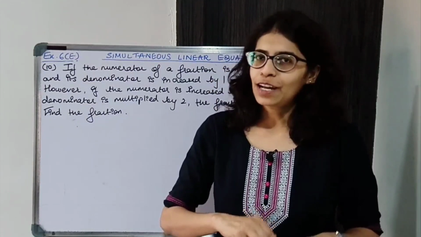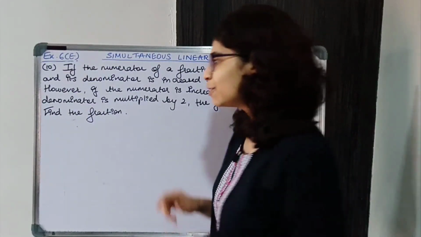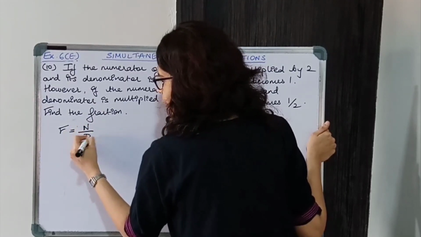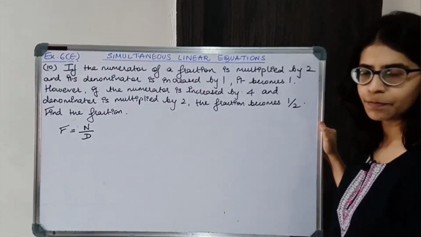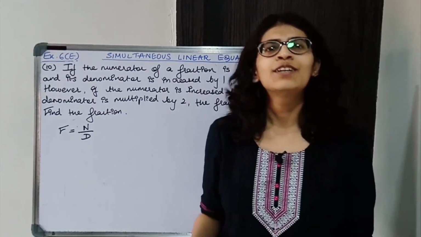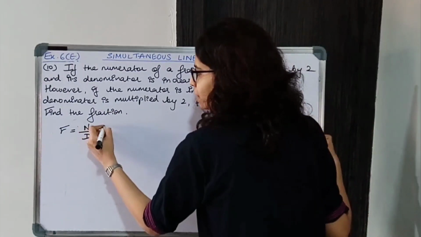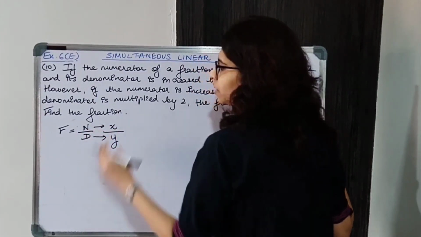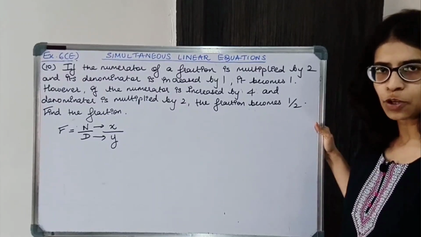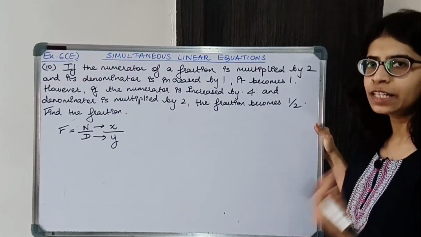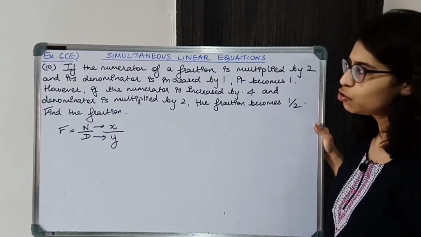Again we have a fraction and we know that a fraction is numerator upon denominator. ठीक है? Do we know the numerator and denominator? No, we don't know the values. So let the numerator be x and the denominator be y. So the fraction will be x upon y. Okay. Now we are given two conditions to form two linear equations. So let's see the two conditions.